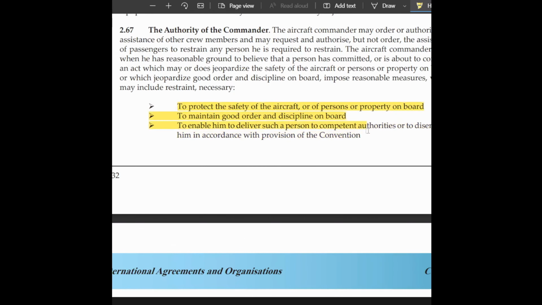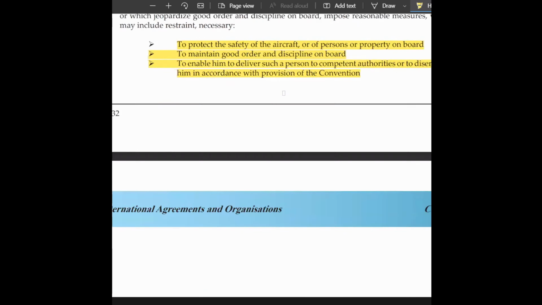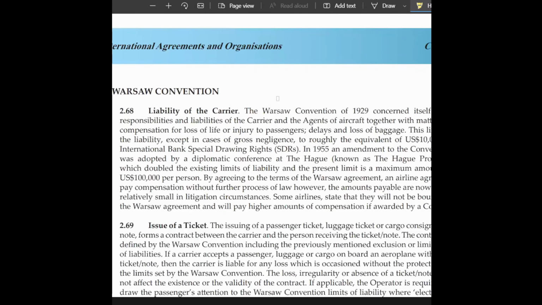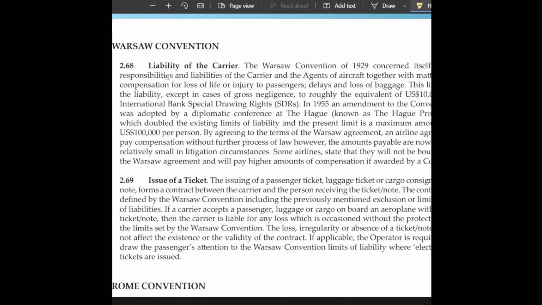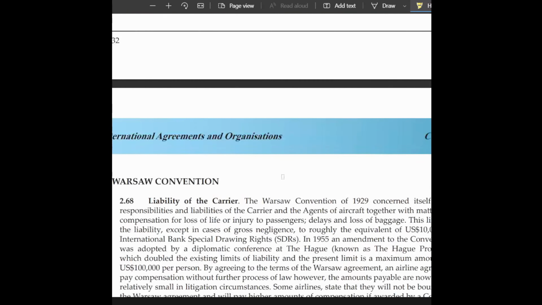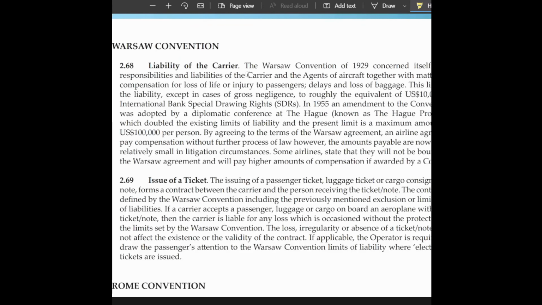Just the last three. The authority of the commander, means the pilot. Captain, not the first officer, the captain. And what if the captain is not conscious? Then the first officer has the charge. Sometimes there are three pilots in the plane, right? So it depends on who is the pilot in command. That is sort of declared before the aircraft takes off.